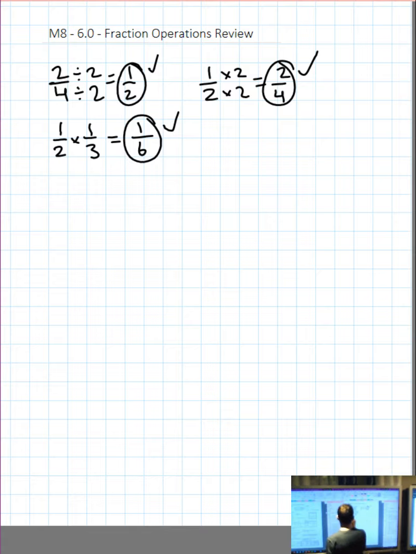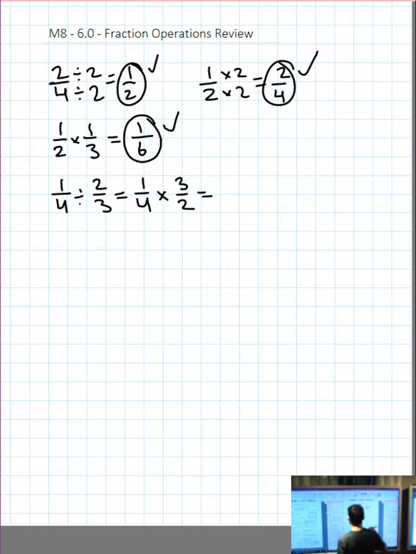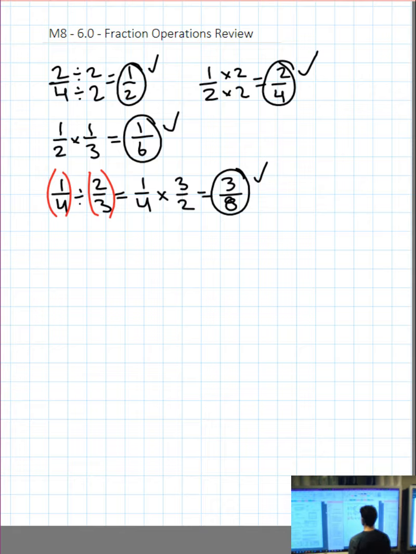Dividing fractions, 1/4 divided by 2/3. So we take the first fraction and we flip the second fraction and change to multiply. Then do the same thing as above. Multiply the tops. 1 times 3 is 3. 2 times 4 is 8. Circle your answer. Check your answer on your calculator. Remember, if you're going to type this into the calculator, you have to put brackets around the top and brackets around the bottom. Be careful with that.